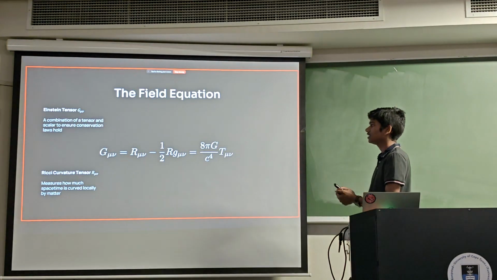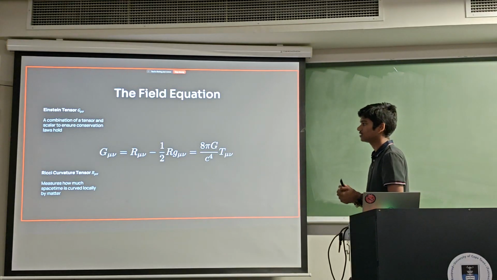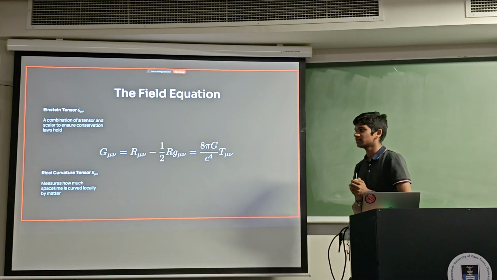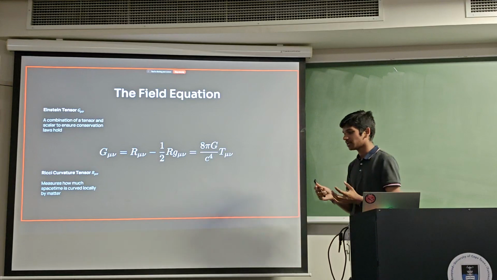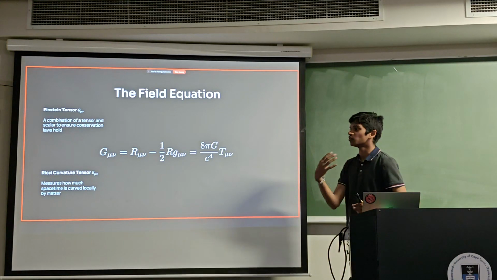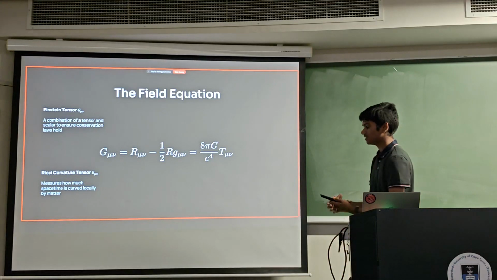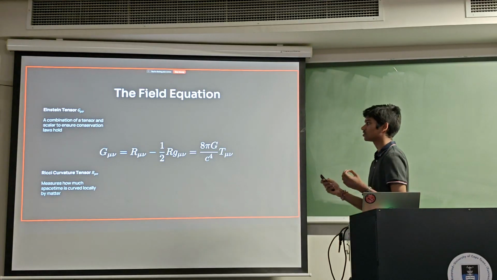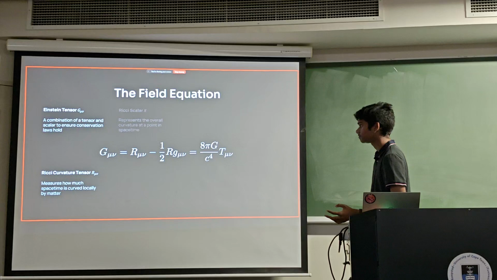Speaking of the second expression, the first variable in the second expression is the Ricci curvature tensor. What this tensor does is describe and measure how much space-time is curved locally by matter. Again, the more mass the matter has, the more space-time curves, and this tensor describes how much that space-time curves.